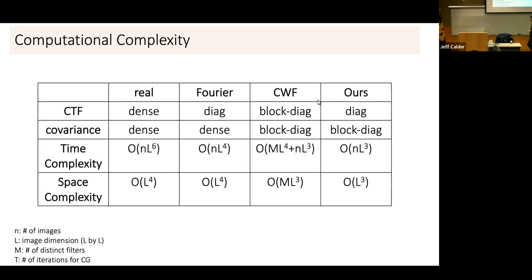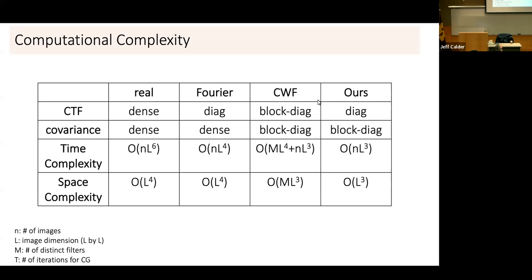So M is at most N. M is the number of distinct filters, so it's less than or equal to N. Precisely it should be M times L cube plus N times L cube. But because M is less than or equal to N, the two terms are combined and M is absorbed into N. If I write this down exactly, it should be M times L cube plus N times L cube. It somehow depends on N, but if you consider the constant, it is upper bounded by N times L cube.